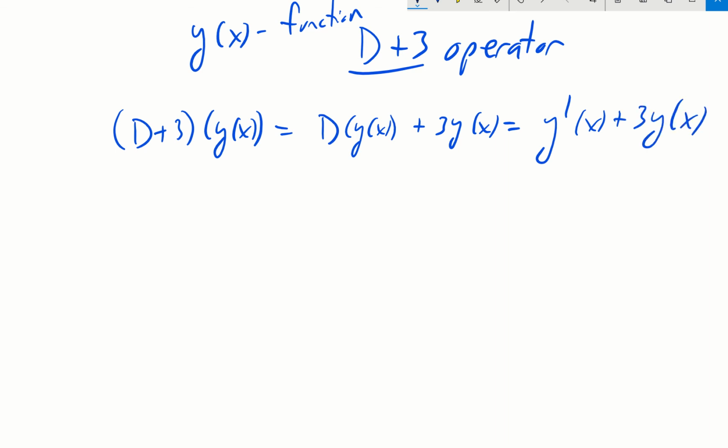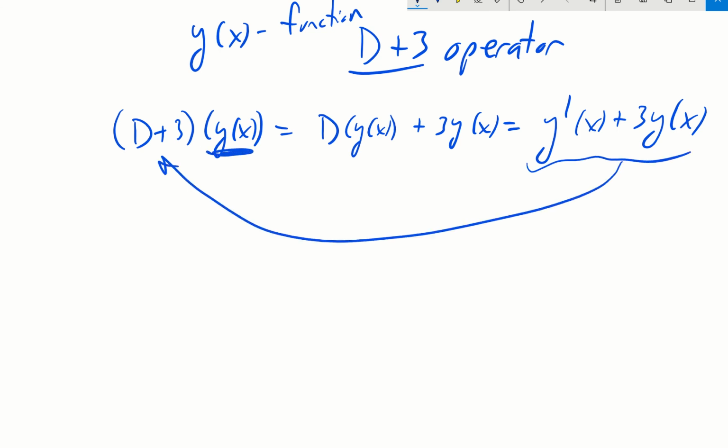And ultimately what this is going to do is allow us to rewrite our differential equations as our solution function with some differential operator being applied to it. Okay.